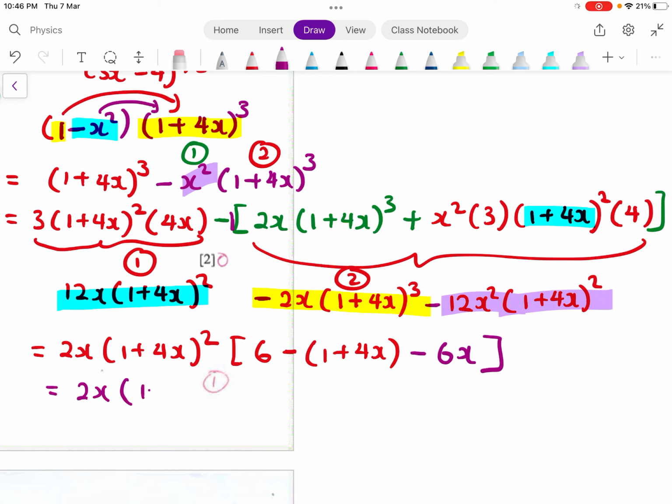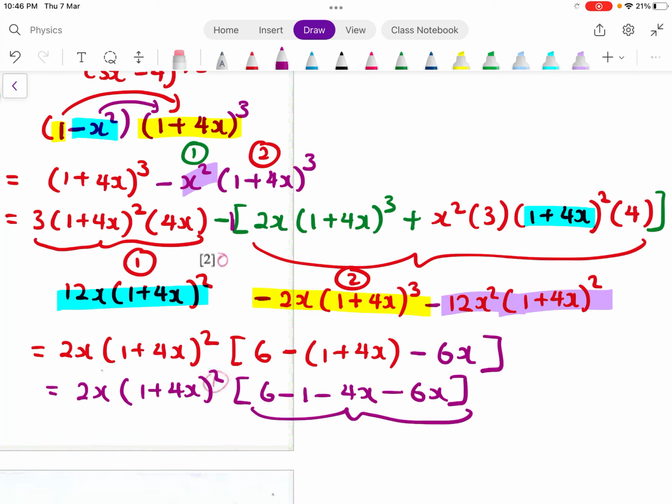Finally, the final part: 2x(1 + 4x) squared, square bracket, 6 minus 1 minus 4x minus 6x, square bracket. So we just need to simplify this. This will give you roughly 6 minus 1, 5. Then minus 4x minus 6x is minus 10x. After you get this, I think it's good enough already. Of course, if you want to factorize out the 5, go ahead, but this one I will say is a bit tedious.